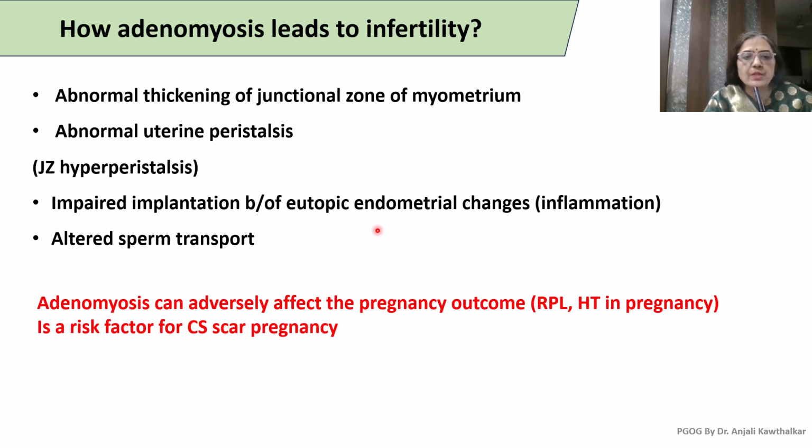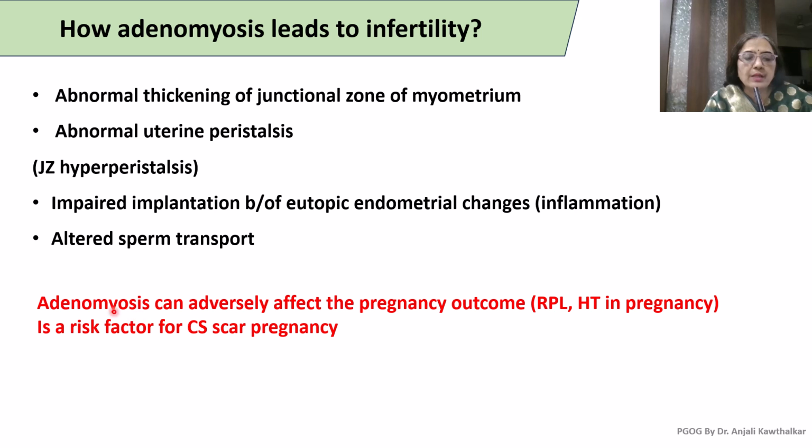So eutopic endometrium means the endometrium which is lining the uterine cavity, and molecular changes are observed in this endometrium in cases of adenomyosis. There is more of an inflammatory reaction, and abnormal molecular changes resulting in impaired implantation in cases of adenomyosis. Now, this hyperperistalsis is responsible for altered sperm transport in cases of adenomyosis, contributing to infertility.